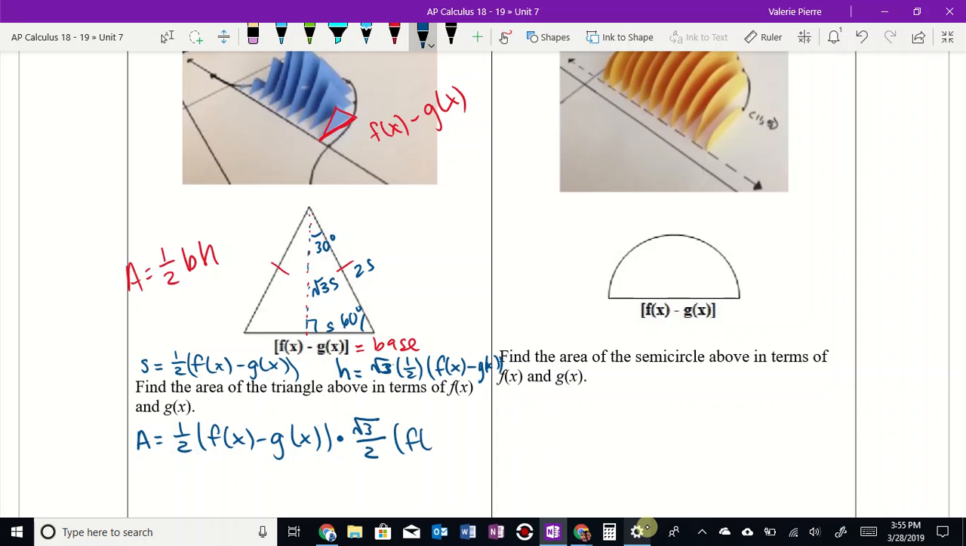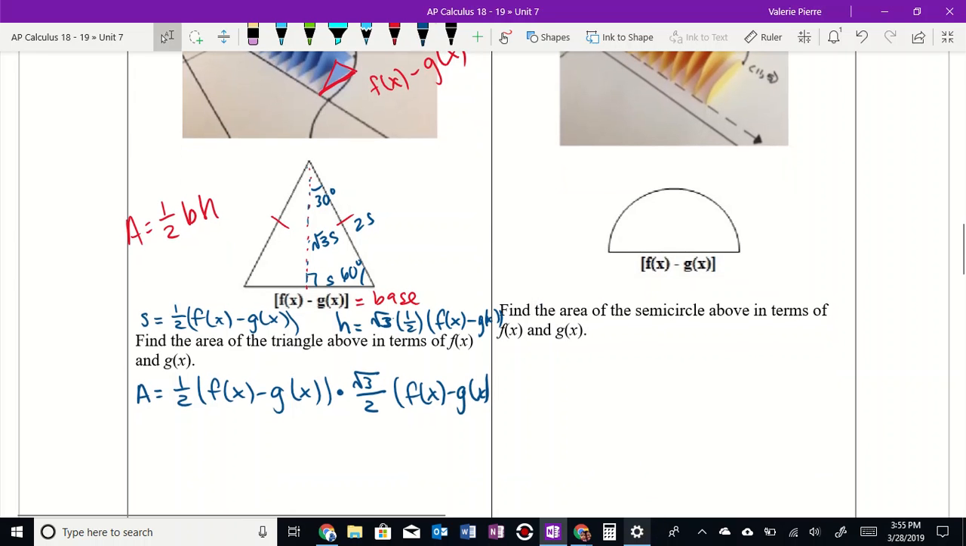Which we can simplify to being square root of 3 over 4, f of x minus g of x, squared.